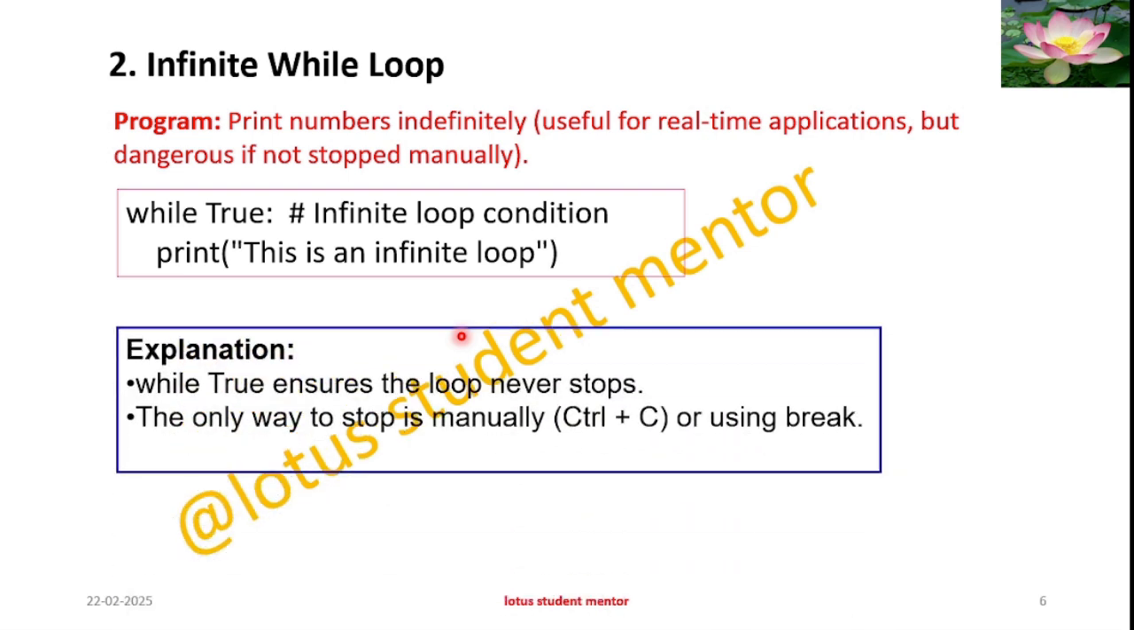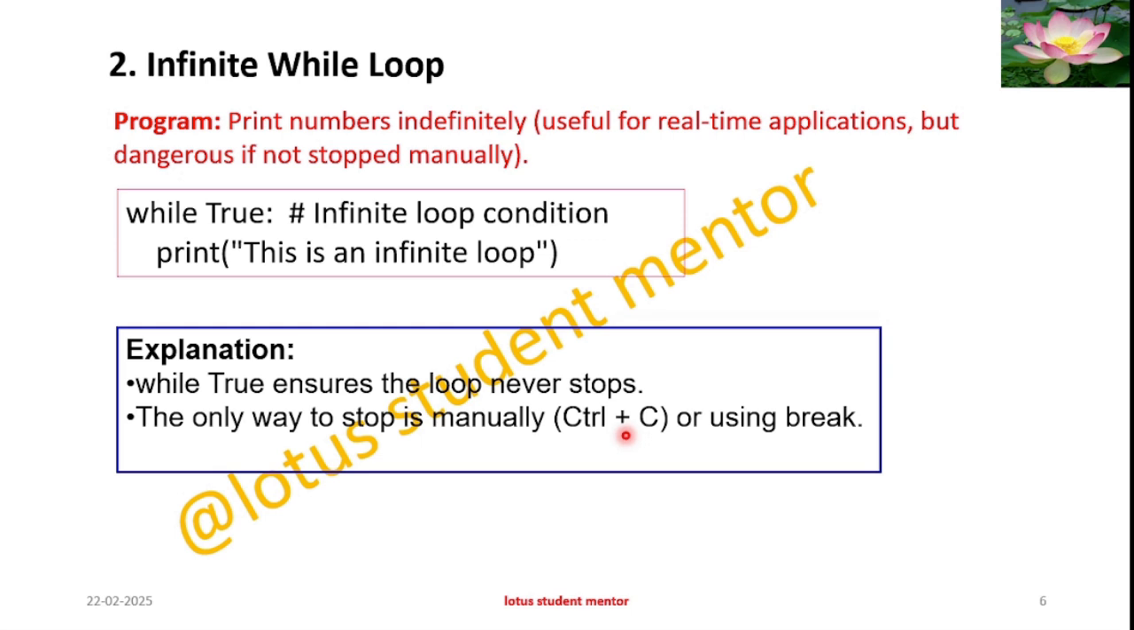So how to stop this? We have to stop that. Otherwise while True ensures that the loop never stops. The only way is that you manually press Control C, or you use break. Better you type Control plus C, then only it will be stopped. Already demonstrated in the previous video while taking the condition.